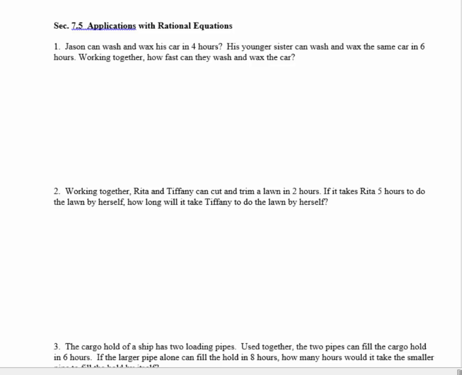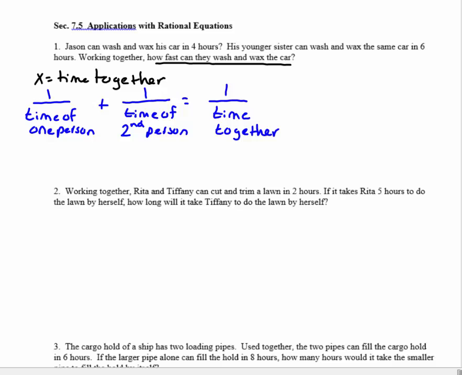So we have to work with a proportion because Jason and his younger sister are not getting the same amount of stuff done in a 1 hour time period. So if Jason can wash and wax his car in 4 hours, he gets 1/4 done in 1 hour. If his younger sister can wash and wax in 6 hours, she gets 1/6 done. And now we're looking to see how fast they can wash and wax the car together. So first things first, we need to ask what the question wants us to find. It wants us to find how fast they can wash and wax the car. So x is going to equal the time together.